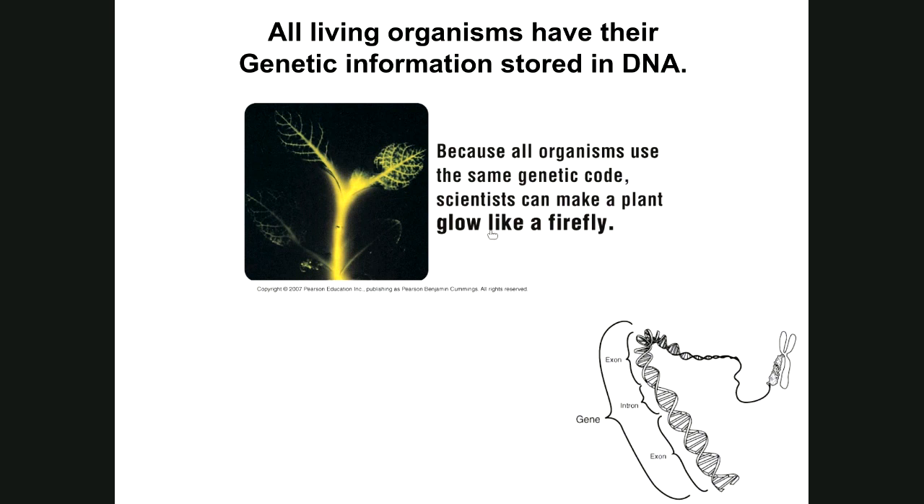So here it's showing you, because all organisms use the same genetic code, meaning it's stored in DNA, scientists can make a plant glow like a firefly. So in this case, they didn't use GFP. In this case, what they did is they cloned a gene that codes for an enzyme called luciferase. Okay, and if the plant produces the necessary reactants or substrates, that enzyme luciferase will create molecules that fluoresce green.